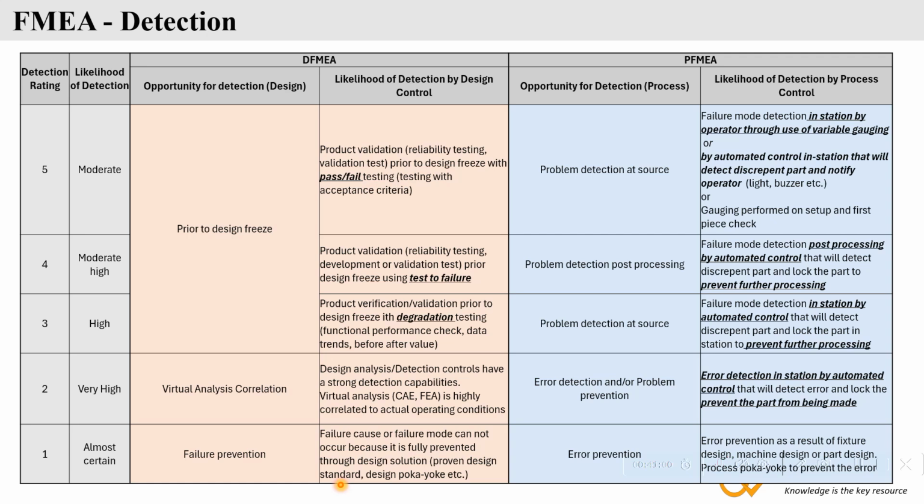Some design poka-yoke is there. Error prevention, here also it is the same. Because of some error prevention as a result of fixture design, machine design or part design, process poka-yoke is here to prevent the error. That is a detection rating 1.